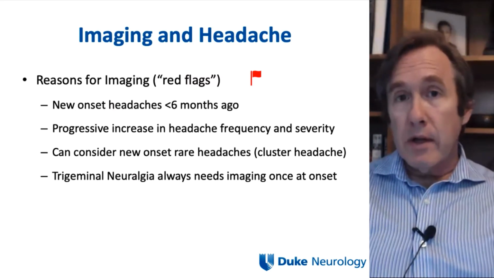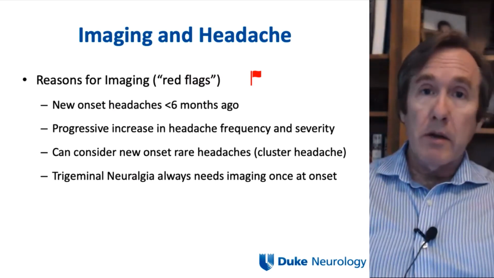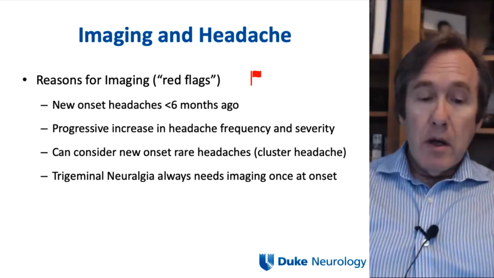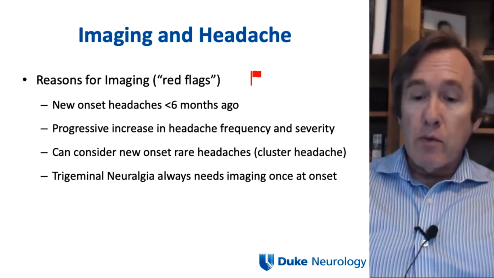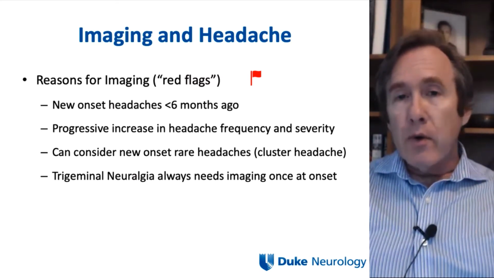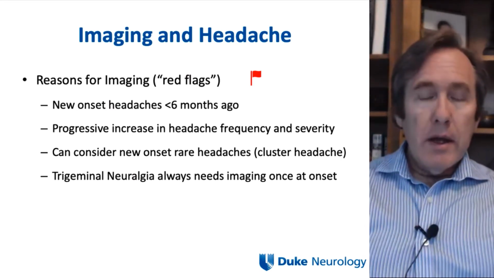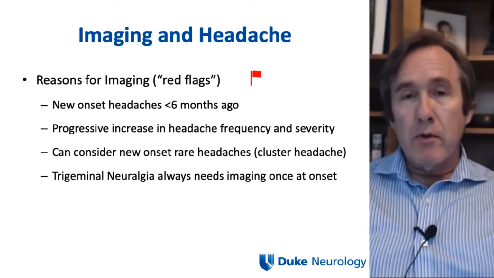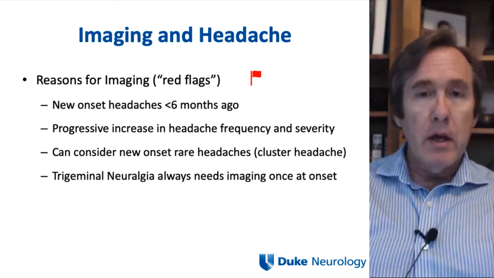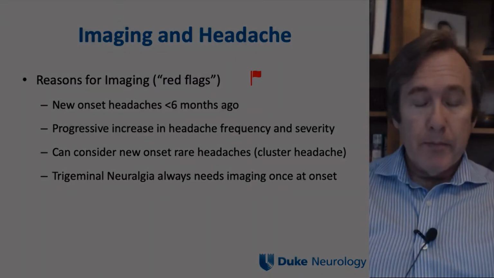Patients with new onset headaches in the previous 6 months, especially if they have a progressive increase in headache frequency, should be considered for imaging to rule out intracranial mass. We often consider imaging patients in rare headache disorders such as cluster headache and trigeminal neuralgia, as a high frequency of these patients are found to have intracranial pathology as a cause for their headaches. In general, all patients with trigeminal neuralgia need to be imaged once in the course of their disease to ensure they don't have a posterior fossa mass or demyelinating disease as a cause for their symptoms.